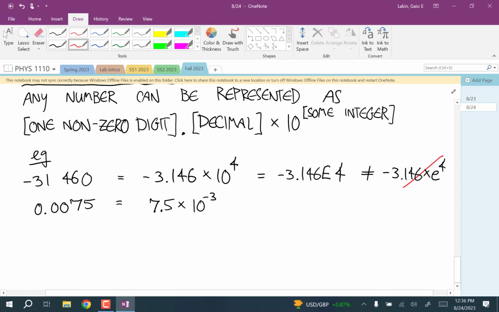All right, so what's the benefit of writing things in scientific notation? There are two benefits. The first one is if you have numbers with very big absolute values, positive or negative, or very small absolute values, way smaller than 1. It can be really tedious to write them in standard notation.